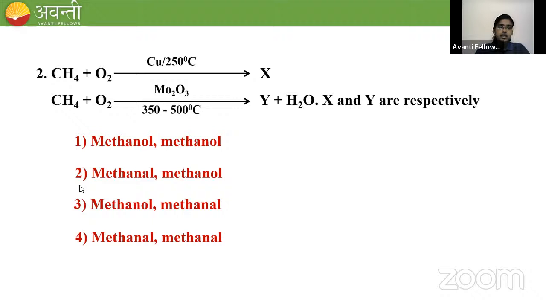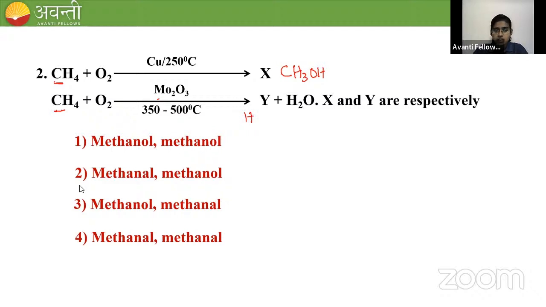Since the alkane has one carbon, the product will be the one carbon containing alcohol, which is nothing but CH3OH, methanol. In the second reaction, we have molybdenum trioxide as the catalyst, and molybdenum is the metal. Molybdenum metal will convert the alkane to aldehyde. Since the alkane again has one carbon, we will get a one carbon containing aldehyde, and that is Y.